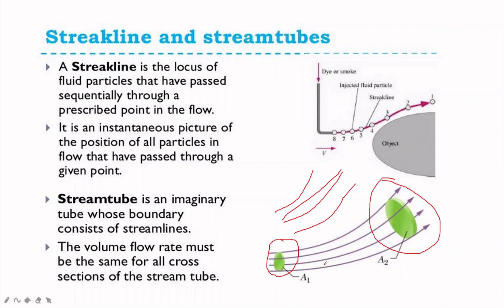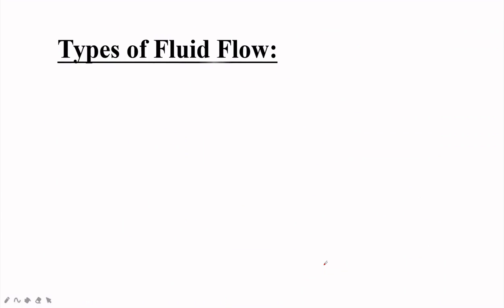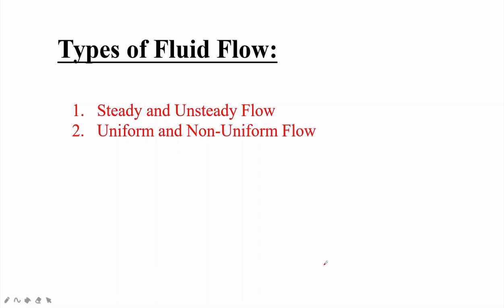So these were about the visualization of fluid flow. Now let us see, one by one, the types of fluid flow. What are the types of fluid flow? How can we classify them? Okay, so types of fluid flow are classified in 7 ways, I think.